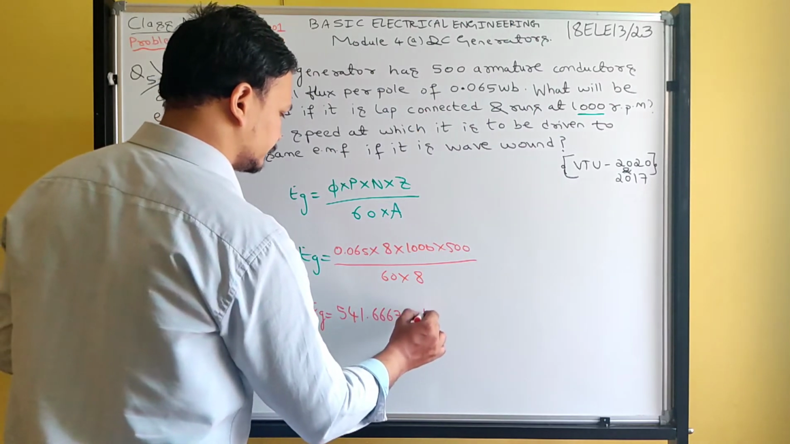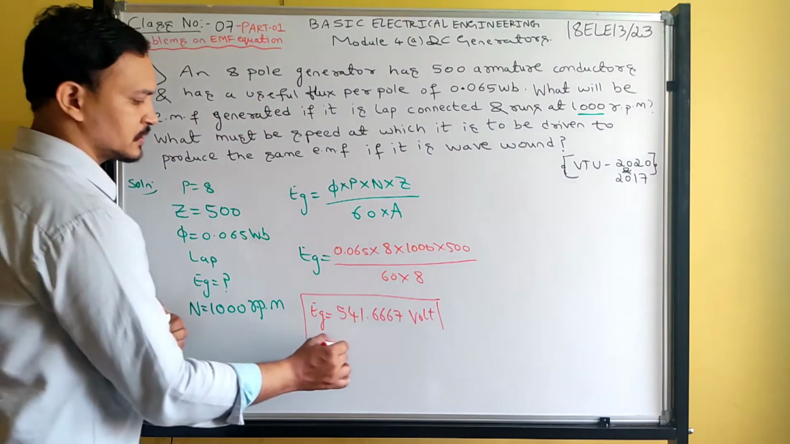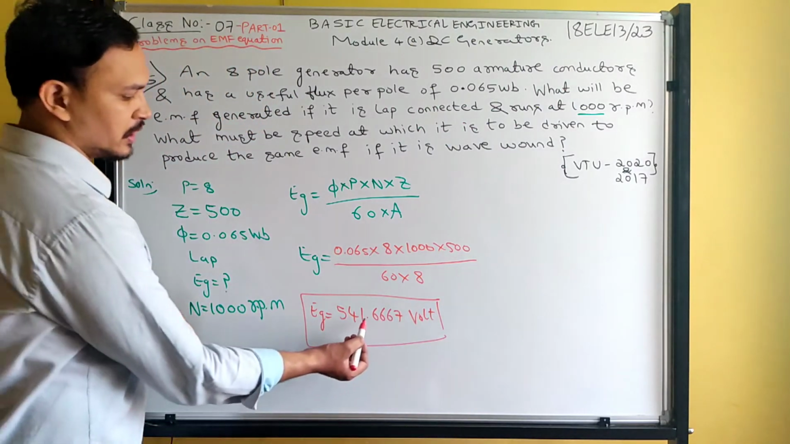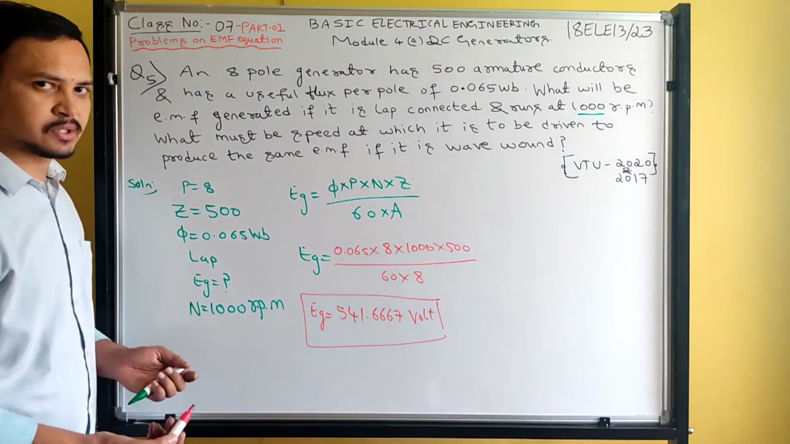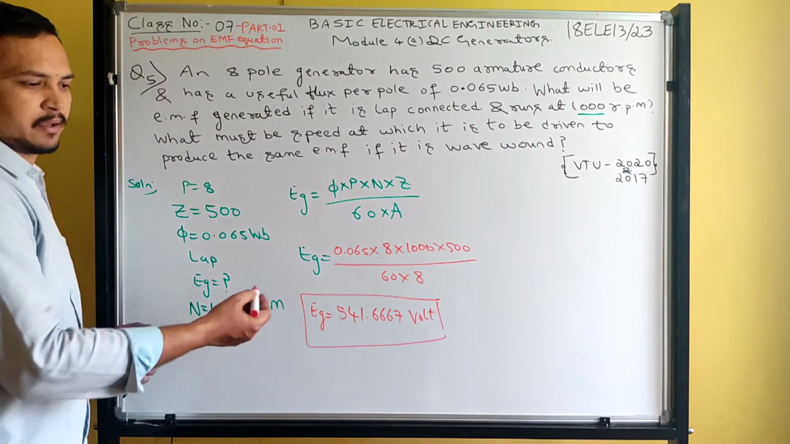541.6667 volts. So this much value you will get. You can write 541.67 volts. That is also correct. I wrote it a little bit more accurately.